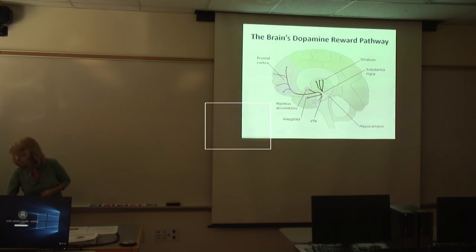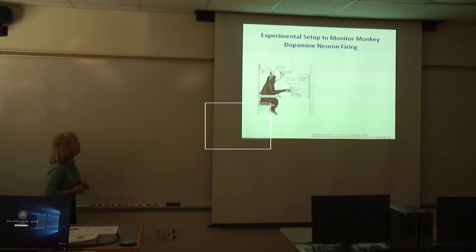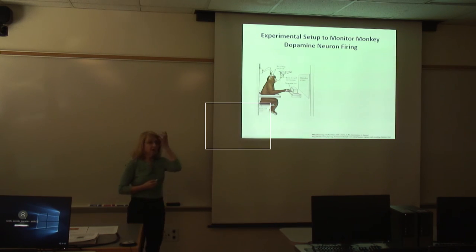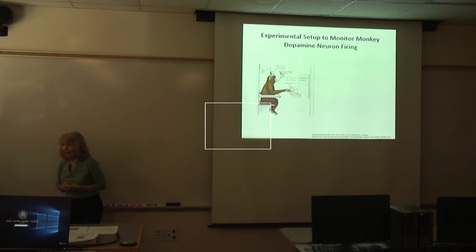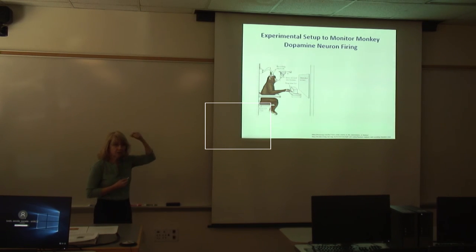Okay, so I'm going to show you this setup. This is interesting. This is a monkey, okay, that's sitting at a little workstation with his little brain hat on that probably has little electrodes that come out of it, and they go into his brain.